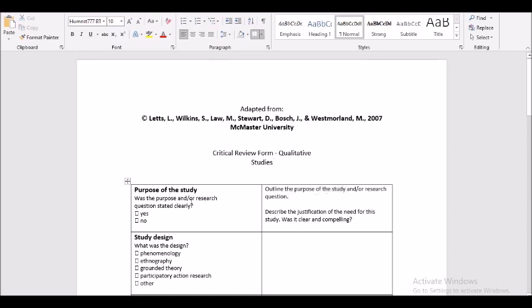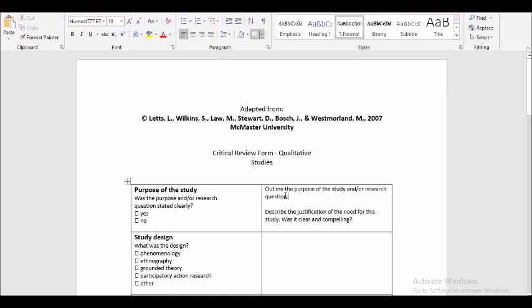So this is the first question that you need to answer: purpose of the study. Was the purpose or research question stated clearly? You are just going to tick mark either yes or no. As simple as that, nothing more than that.